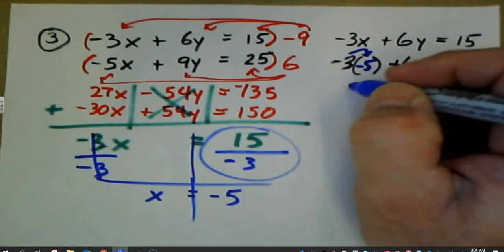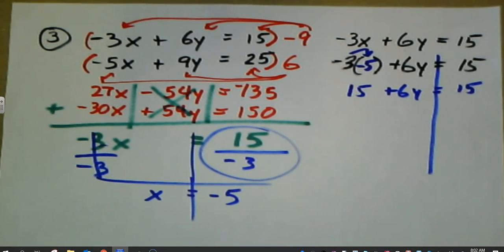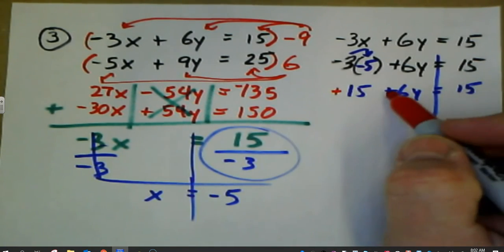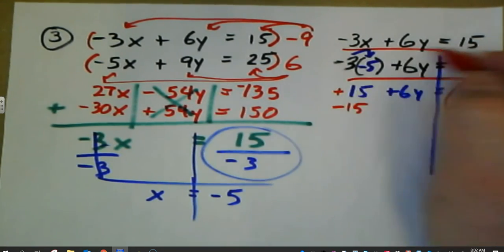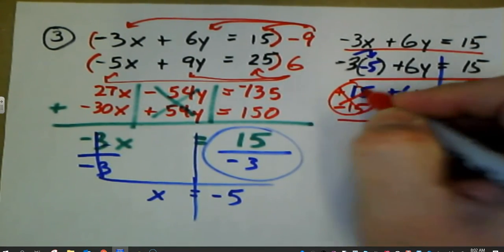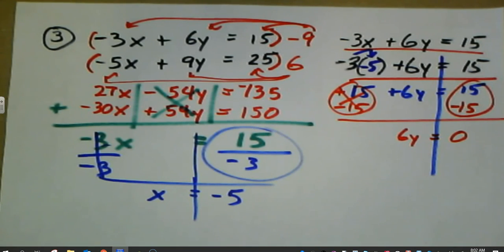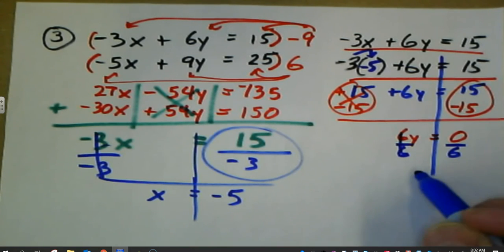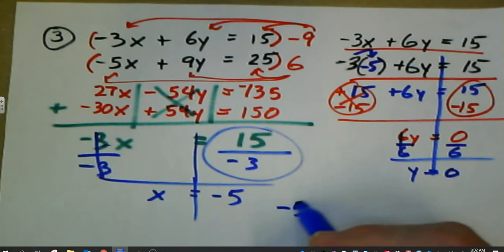Distribute, negative 3 times negative 5 is 15, plus 6y equals 15. No extra variable, but we do have this plus 15 added to y, so we subtract 15. You notice that this is the same thing over and over again. If you keep the same pattern, you will get there. And that's okay, it's a 0 there because we divide by 6. It's still a viable option here. 0 divided by 6 is 0. So our answer is negative 5, 0.